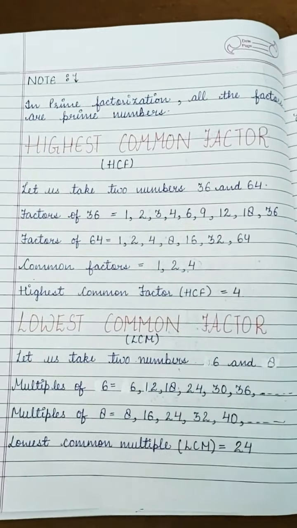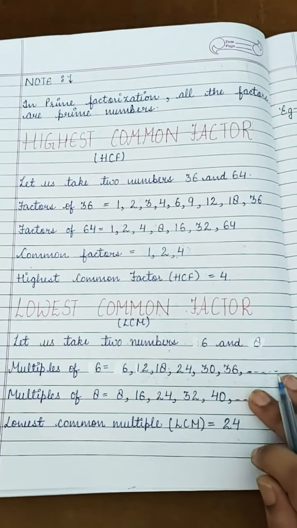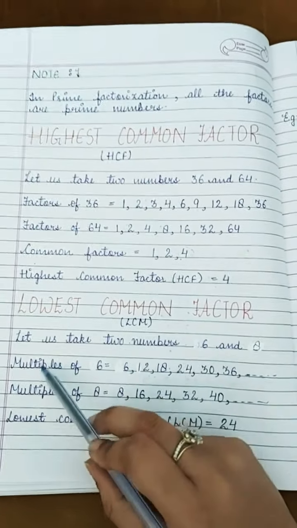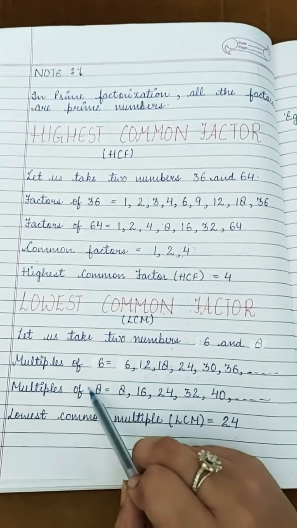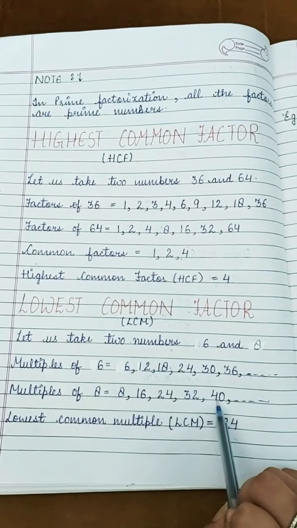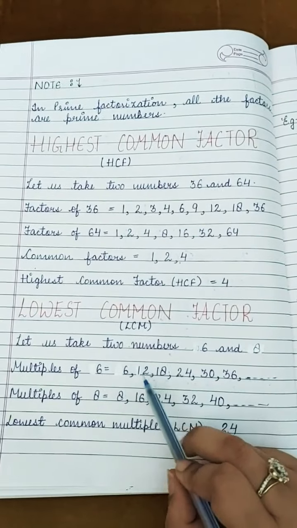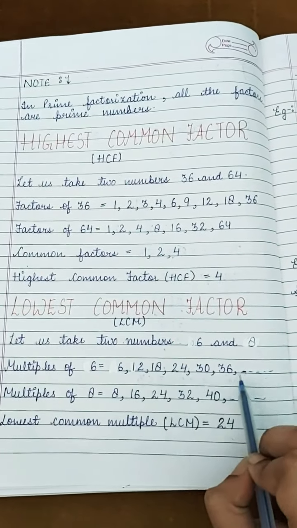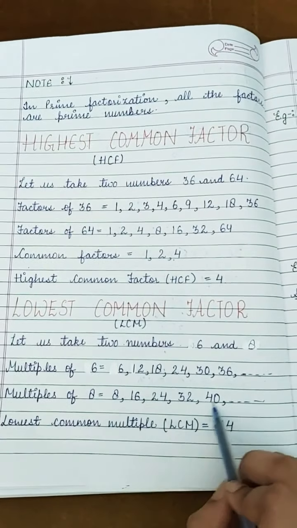Now, the lowest common multiple, LCM. Again, I have taken two numbers, 6 and 8. So, I have written the multiples of 6 and multiples of 8 here. You know that multiples are infinite. So, 6 1s are 6, 6 2s are 12, 6 3s are 18, 6 4s are 24, 6 5s are 30, 6 6s are 36 and so on. Similarly, multiples of 8 till 40 and then so on.